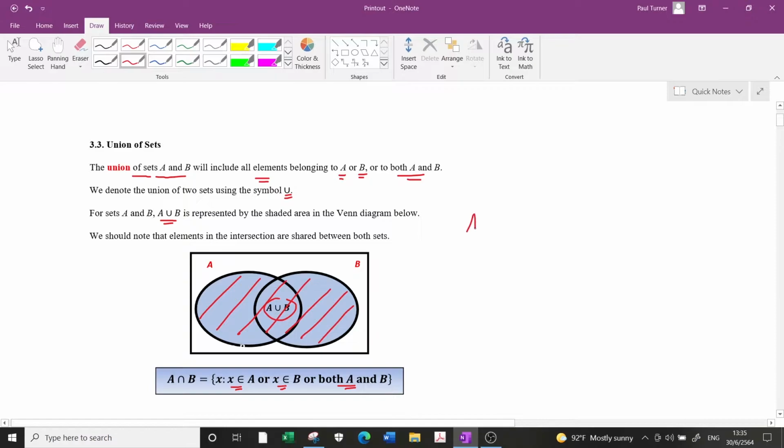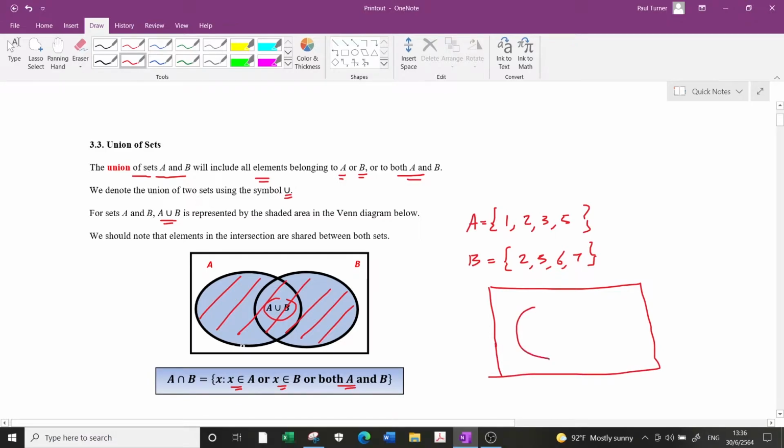Let's have an example. A equals {1, 2, 3, 5}. Set B is {2, 3, 6, 7}. Okay, if we made our Venn diagram, A and B here, we can see we have 2 and 3 as the common elements. So we put them in the intersection. And then we have 1 and 5 here in A, and in B, we have 6 and 7 on this side.